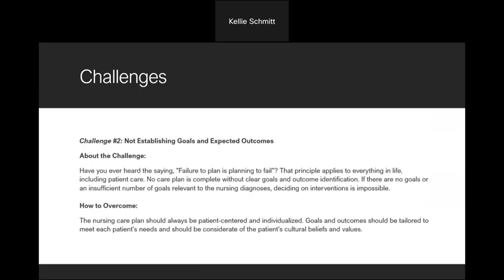Establishing goals and outcomes is vital to this step in the nursing process. Nurses need to take their time to consider each goal and outcome carefully and discuss the plan with the patient and the healthcare team. If we fail at this, we will not be able to establish goals that are attainable. We won't be able to select which interventions are possible for this patient. Goals should be tailored to meet each patient's needs and should be considerate of the patient's cultural beliefs and values.